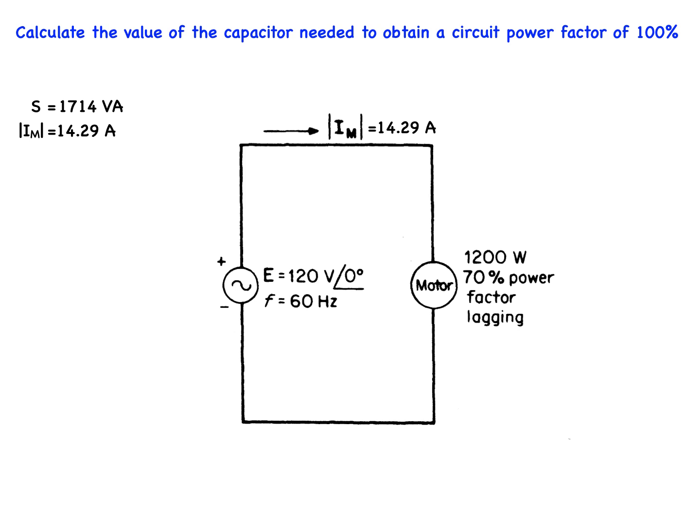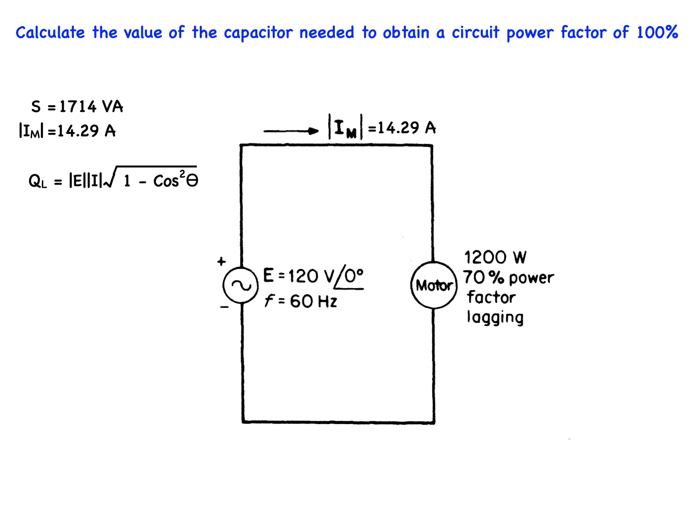In order to obtain a circuit power factor of 100%, the reactive power of the motor, which we know is inductive, and the reactive power of the added capacitor must be equal. The reactive power of the motor, QL, is equal to the magnitude E times the magnitude I times the square root of the quantity 1 minus cos squared theta. Now, where did this come from? This is known as an equation for calculating reactive power.